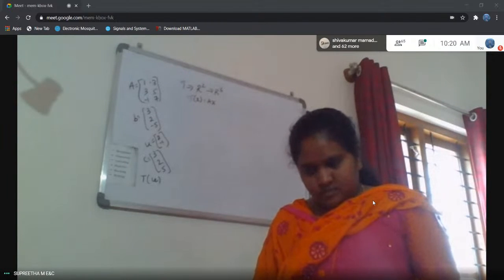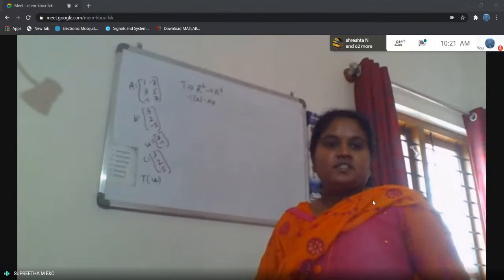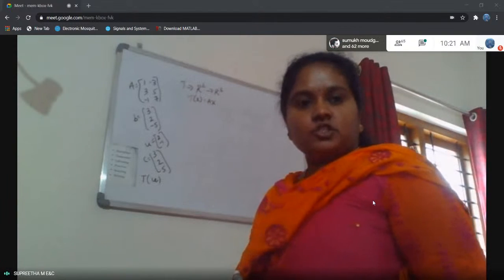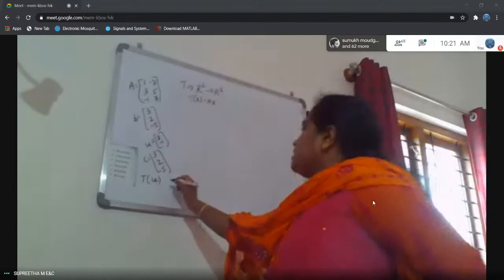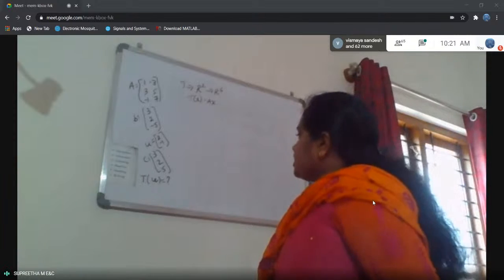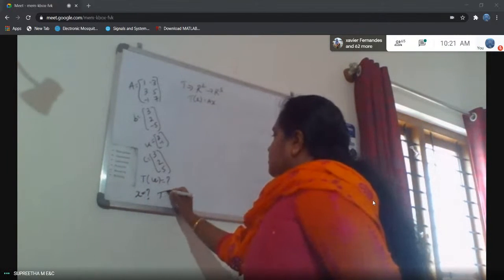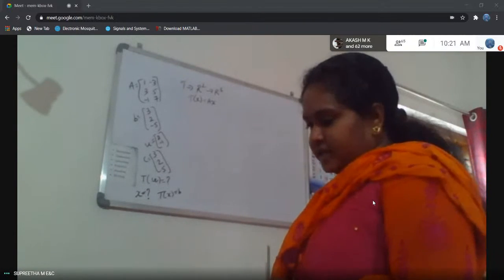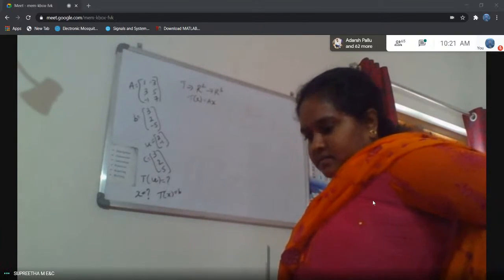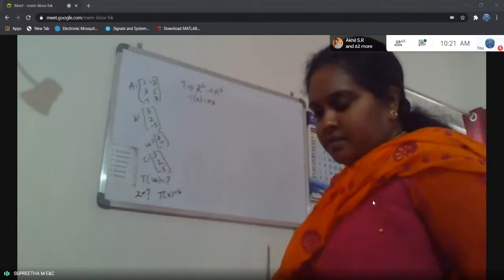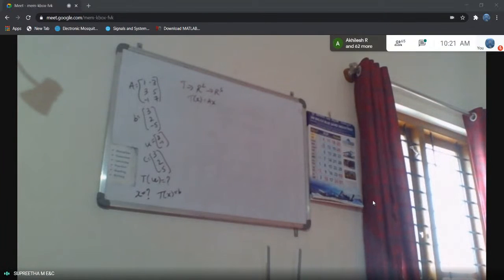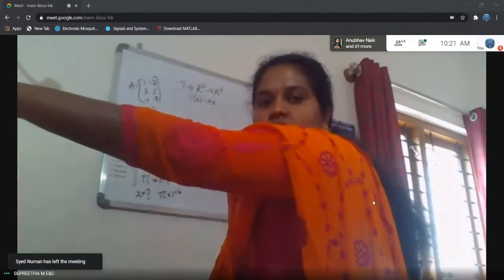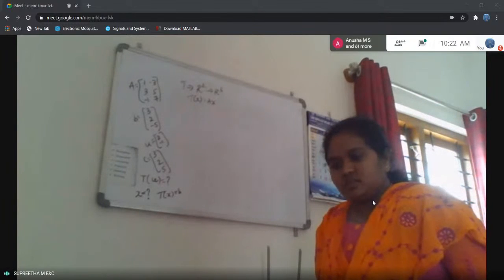Second, find X in R2 whose image under the transformation is B. Third question, is there more than one X whose image under the transformation is B?